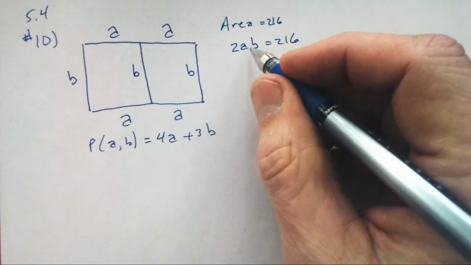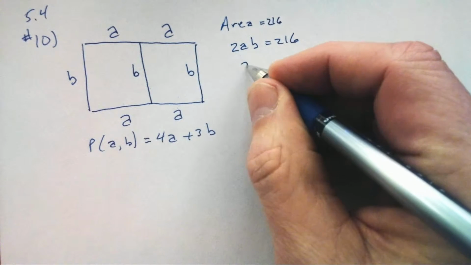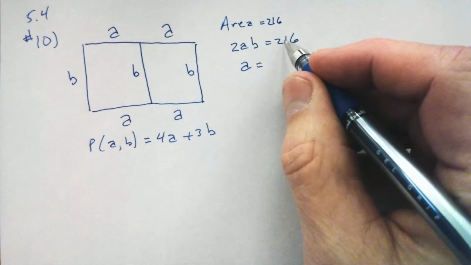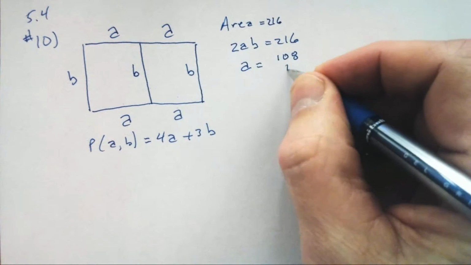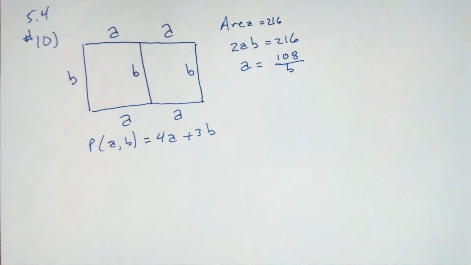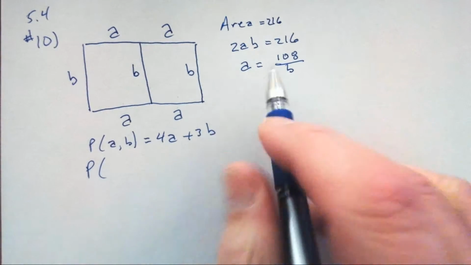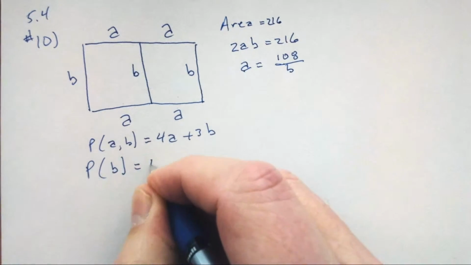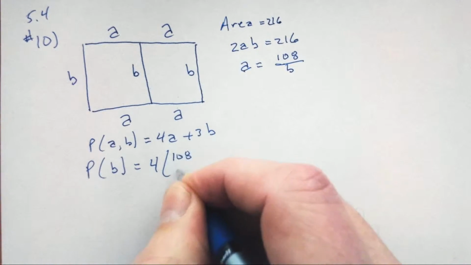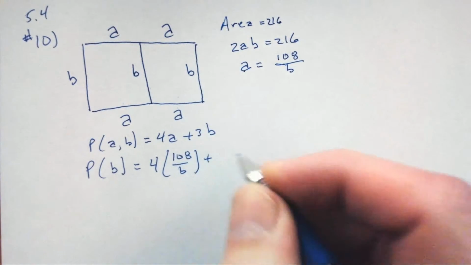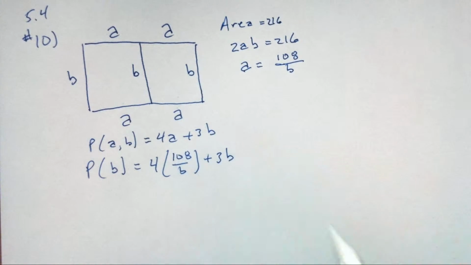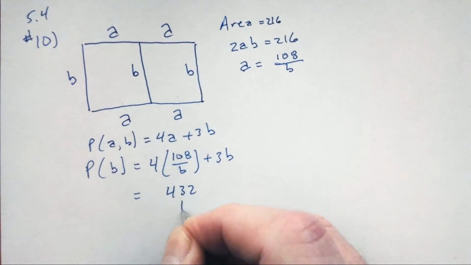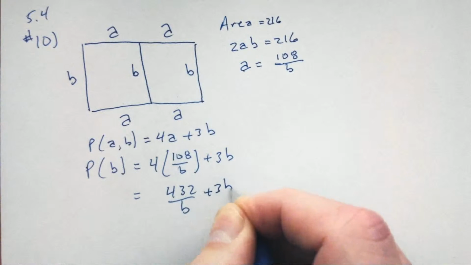So I'm going to solve this for A by dividing both sides by 2B. When I divide by 2, I get 108 on B. So now my perimeter, I can replace A with this, and everything will be in terms of B, is 4 times 108 on B plus 3B, or 432 on B plus 3B.